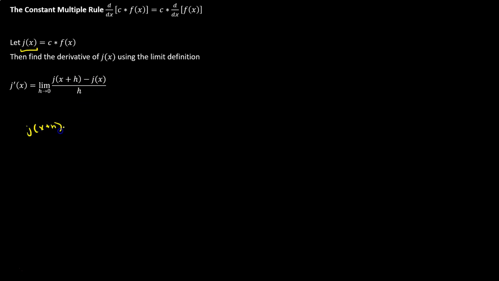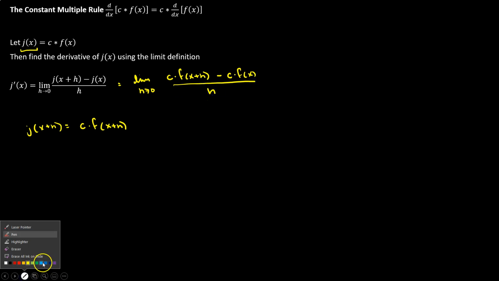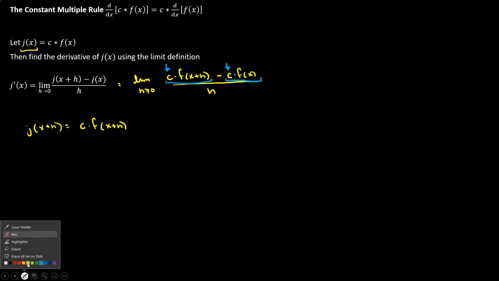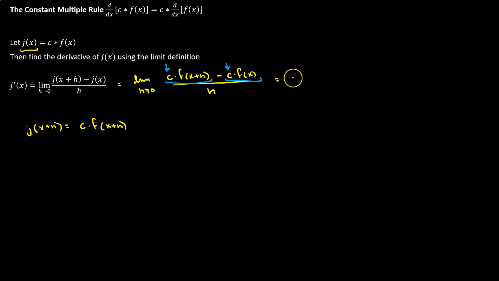So j with x plus h plugged into it would look like c times f with x plus h plugged into it. And rewriting our limit, replacing j of x with c times f of x, and then copying down our denominator. Now that we've made that substitution, we can see that every term in the numerator, there's two terms, has a factor of c. So the first term has a factor of c, the second term has a factor of c. Well, that means we can factor c out.